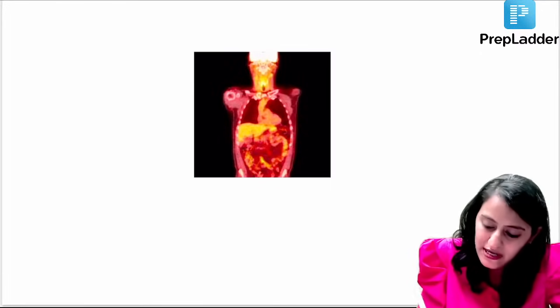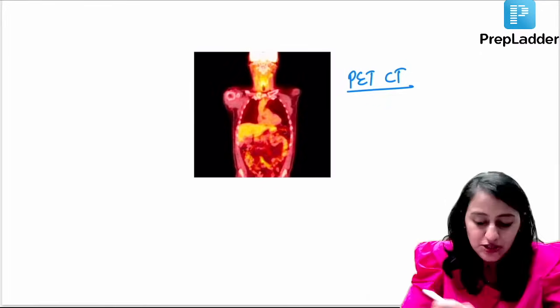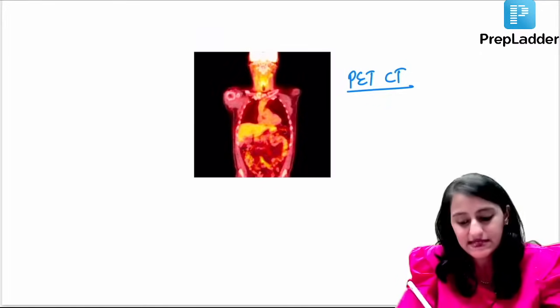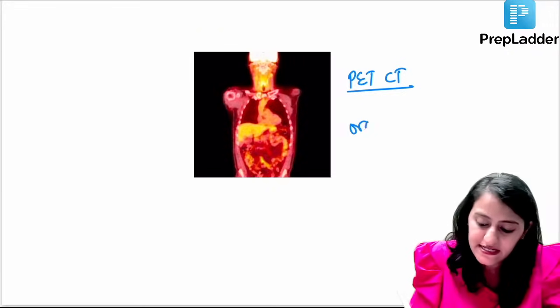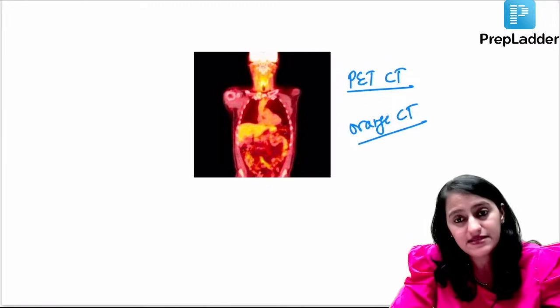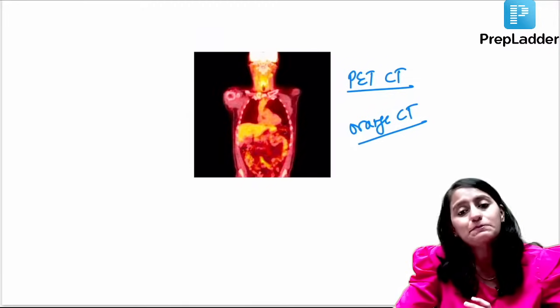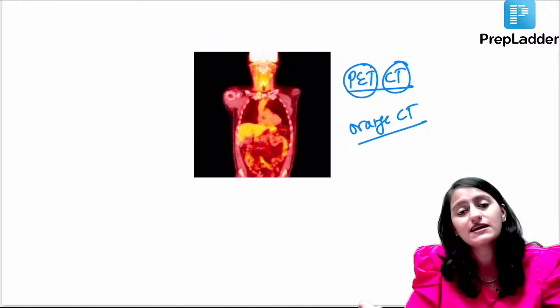Okay, very good. What is this investigation here? This is PET CT, right? So you are seeing the white bones. This is CT, and you are seeing the orange color. So when you see an orange colored CT, it's a PET CT, which is done for cancer staging, right? And PET CT has radiation. PET also has radiation. CT also has radiation.